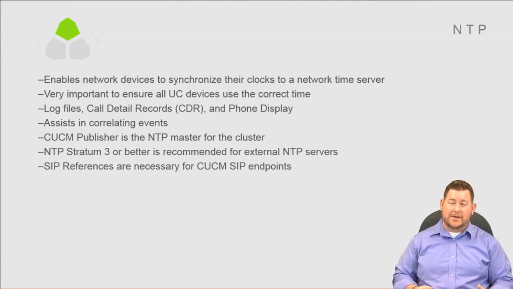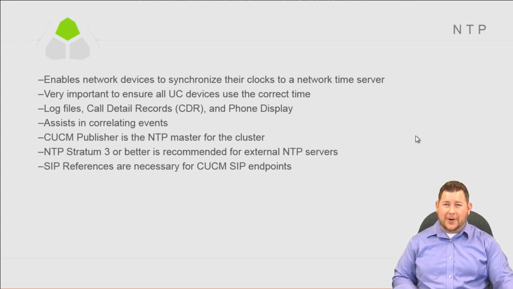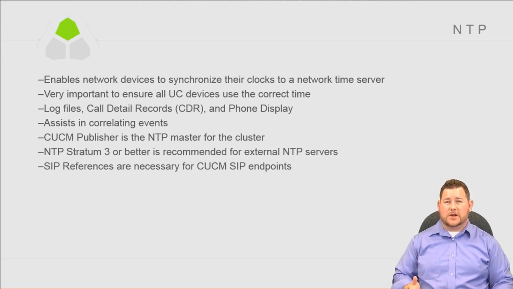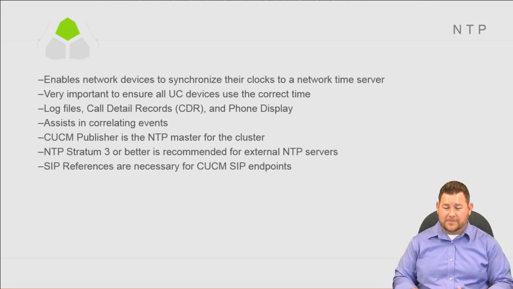And so if you have the correct time on there, then you can say, I see that user A called user B at this time, and that maybe will help you troubleshoot a problem down the road. So I think I've hammered home why it's important, correlating events. You have your CUCM publisher as the NTP server for the cluster by default, because your publisher is going to go out and actually synchronize with the NTP server itself, and then the other subscribers are going to connect to that publisher. That'll be the way that they synchronize their time. Publisher syncs to your external NTP server.